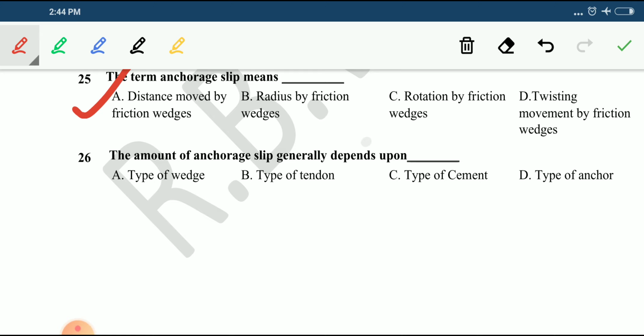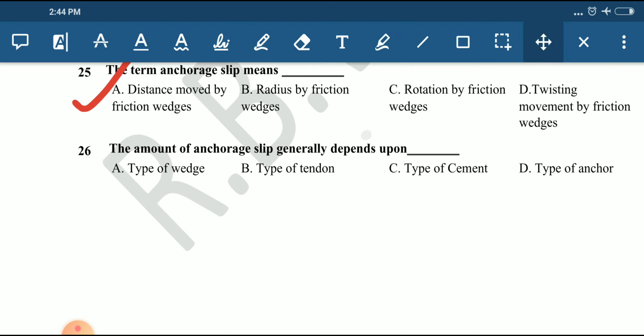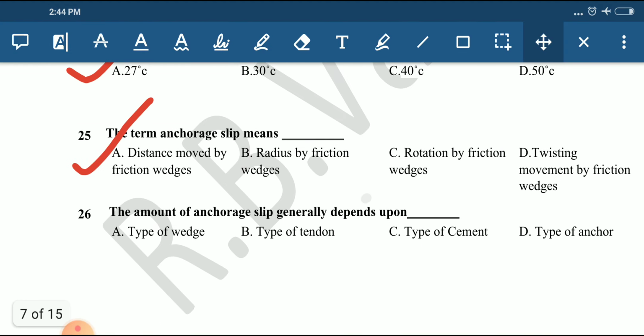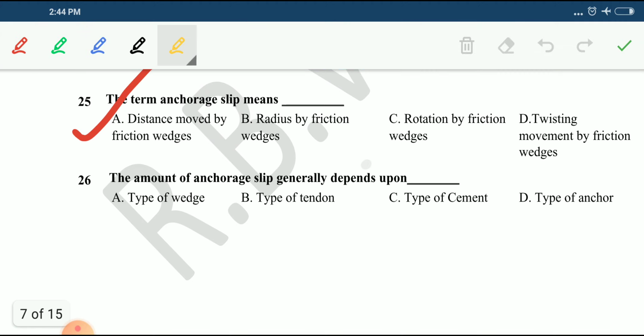Next, the amount of anchorage slip generally depends upon what? Type of wedge, type of tendon, type of cement, or type of anchor. It will depend upon the type of wedge. Okay, we'll move on to the next one.